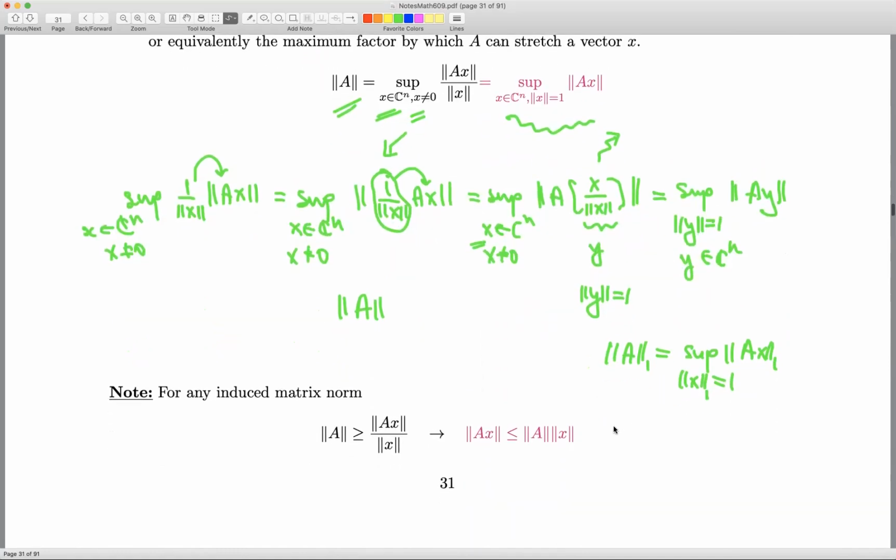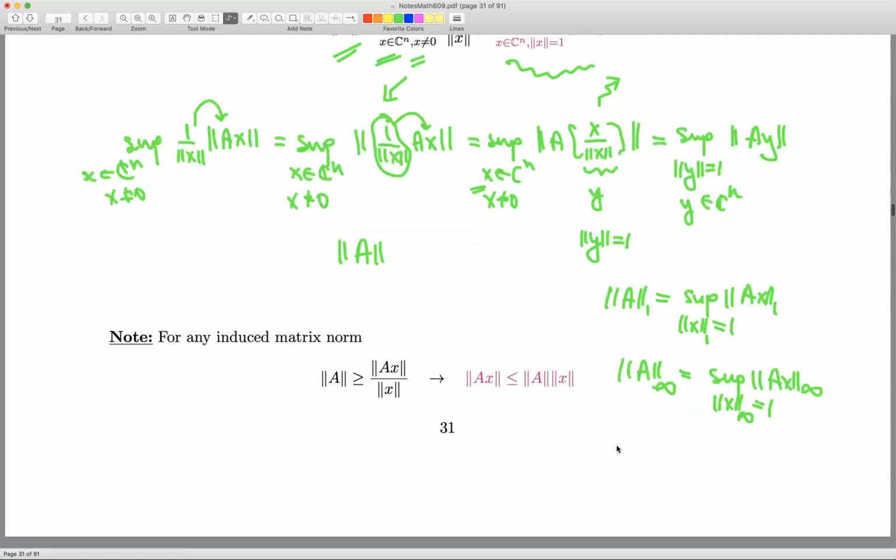If we use the infinity norm, then we will end up with the induced infinity matrix norm of A, which will be the sup of the infinity norm of the vector AX, where the sup is taken over all X for which the infinity norm of X is equal to 1. Or if we want the induced two matrix norm, then this will be the sup of the two norm of AX, where the supremum is over all x's for which the two norm is equal to 1.